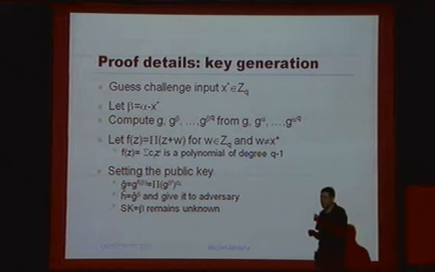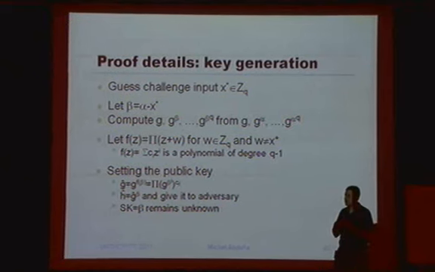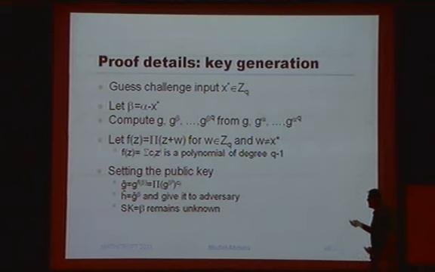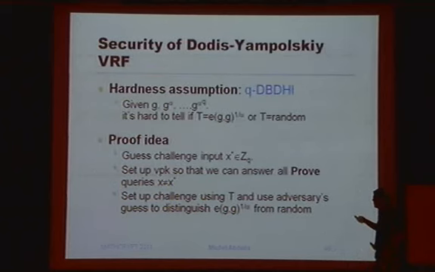The idea for the proof is that we should be able to answer all of these queries. And the queries always have the form 1 over S plus the secret. So the way that this proof actually works is that we're going to use all of these powers.